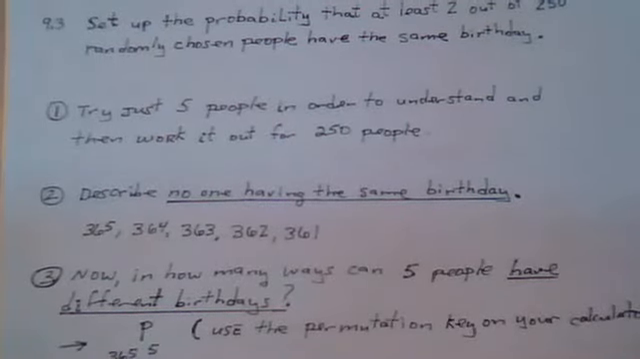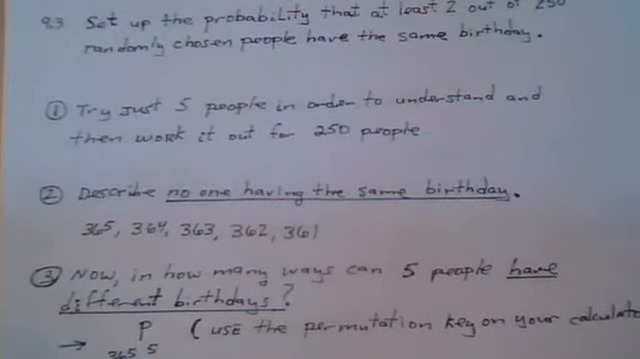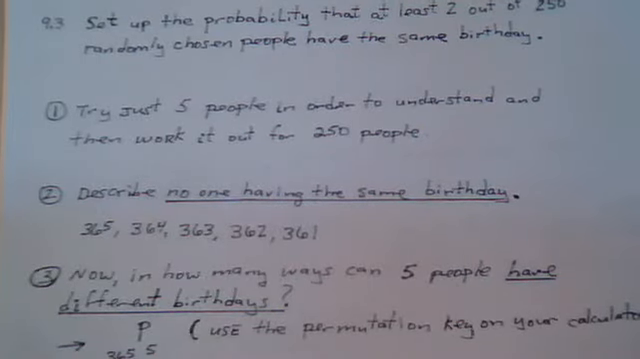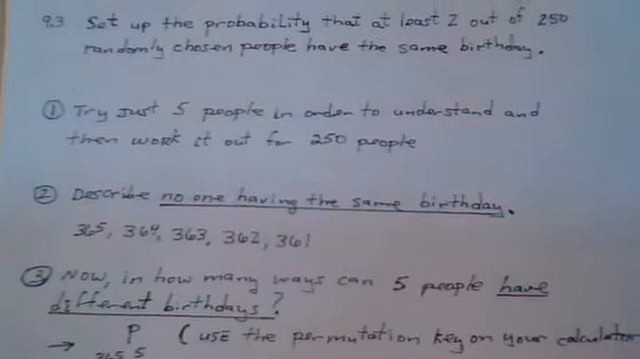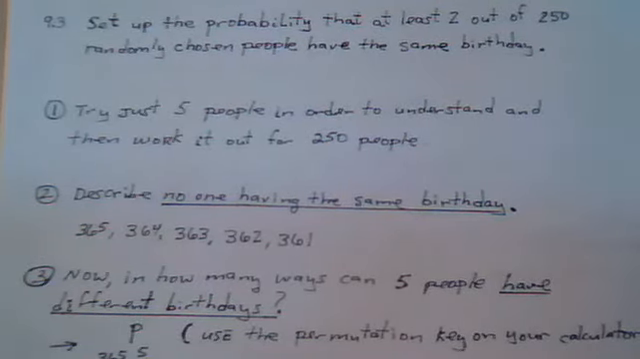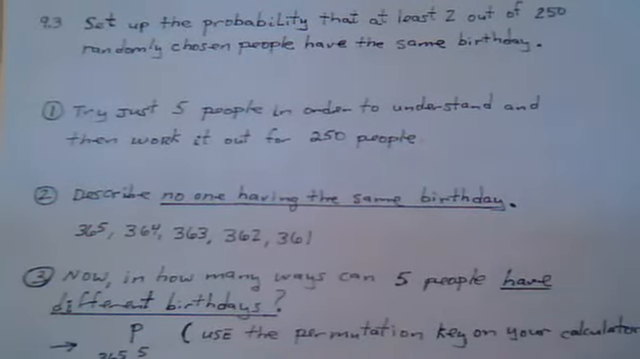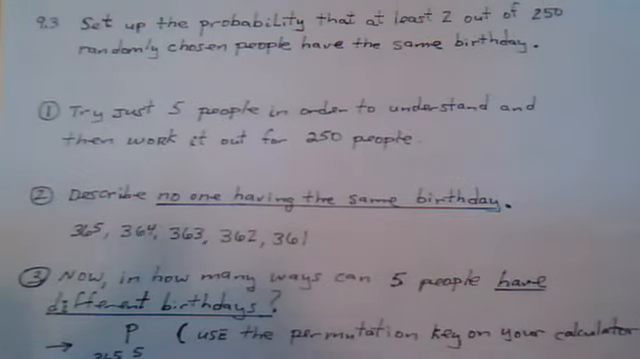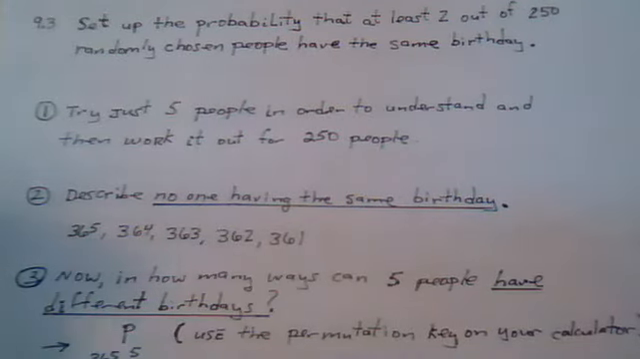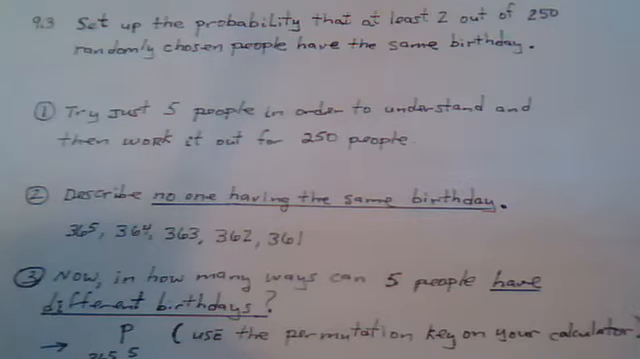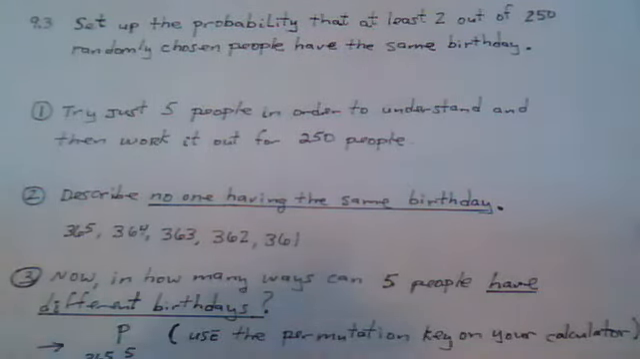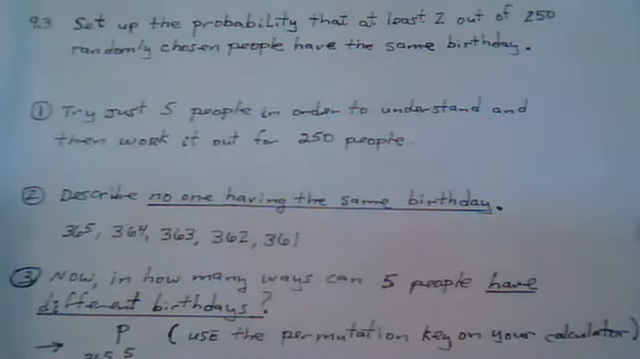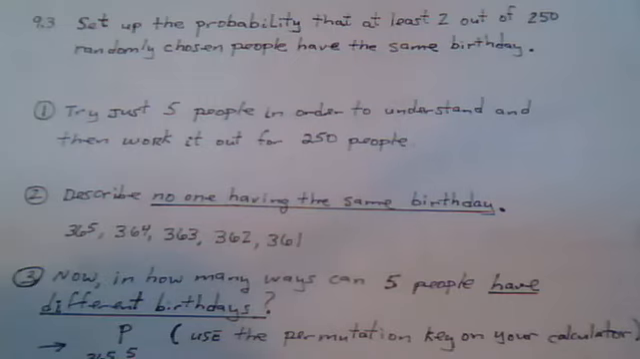Set up the probability that at least 2 out of 250 randomly chosen people have the same birthday. So before we answer that question, let's go ahead and do a simpler problem with 5 people instead of 250. And then we just transfer the 250 into the formula we come up with for the 5. So let's just try 5 people, and then we'll try the 250.